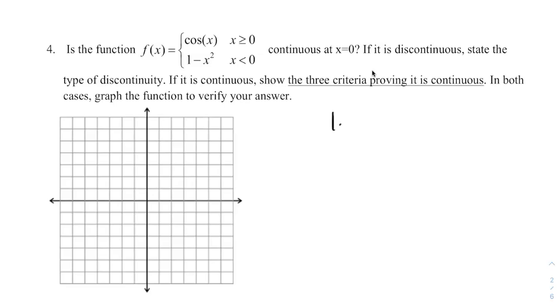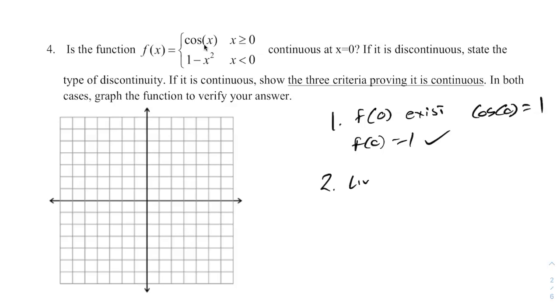Criteria 1, does f of 0 exist? Well, plug into this guy. Cosine of 0 equals 1. So yeah, f of 0 equals 1. 2, let's look at the limit as x approaches 0. And I probably wrote that wrong. I probably should have just written f of 0 and then figured out what it was, and f of 0 equals 1, so it does exist.